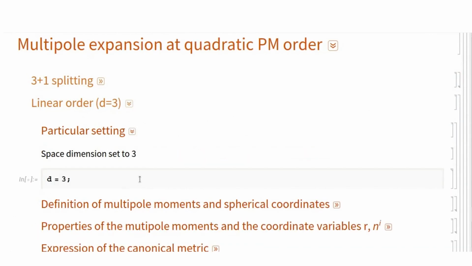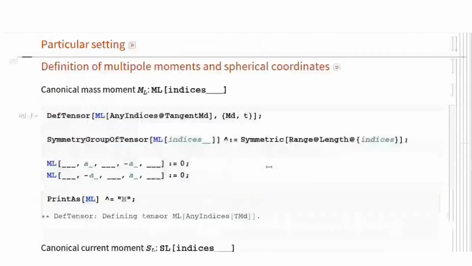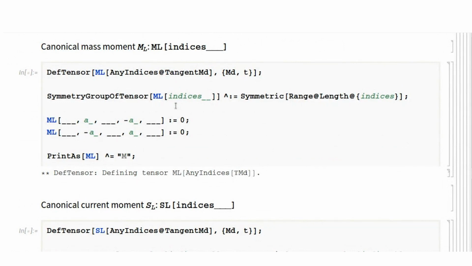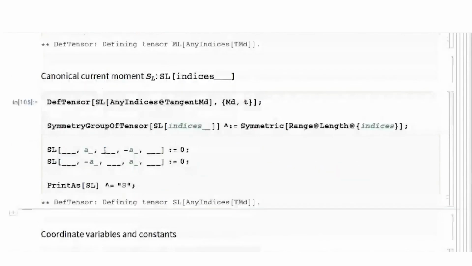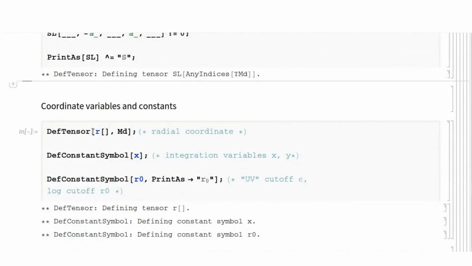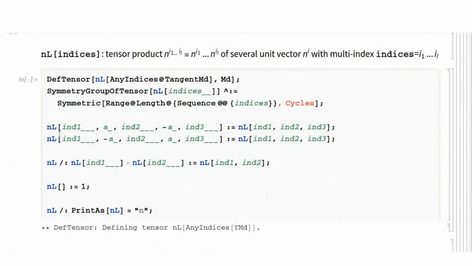So I am setting the space dimension to 3. And now I'm interested in multipole moments. So multipole moments parameterize the linear metric. So here is the mass type moment. This is symmetric and trace-free. Similarly, I can define a current type moment. I define some radial variable, some other useful quantities. I mean, it's not very interesting.